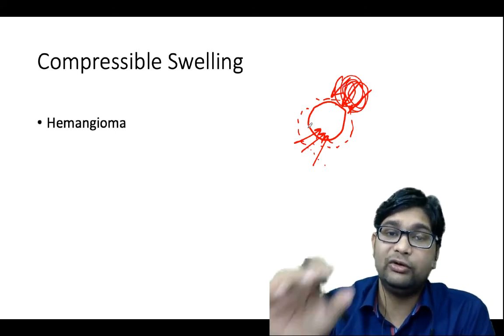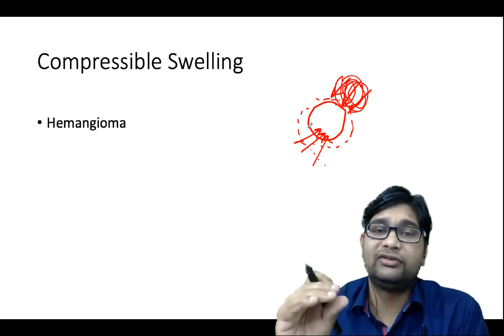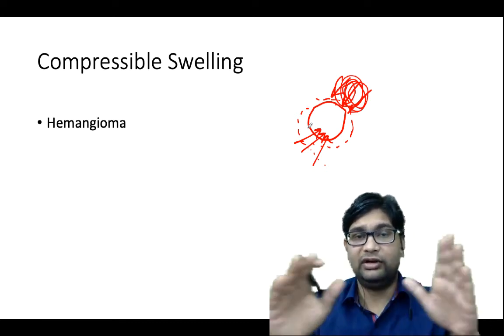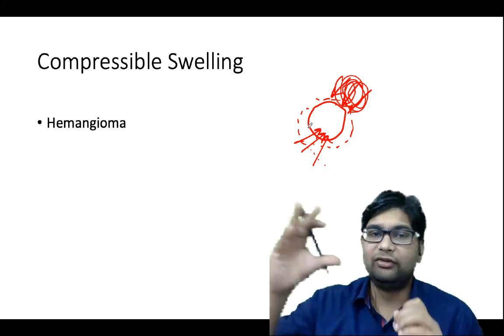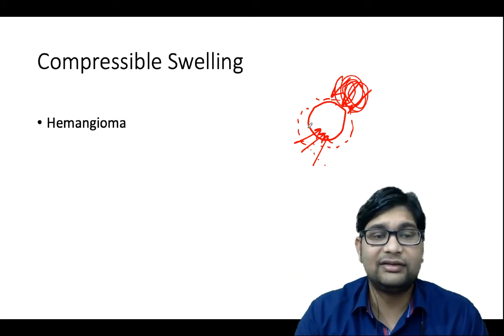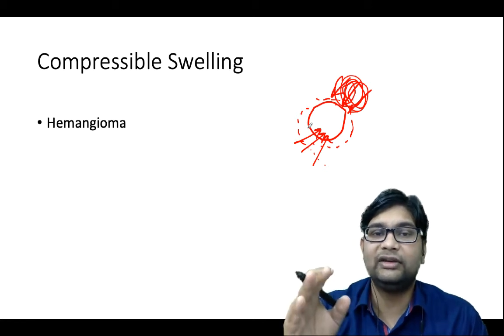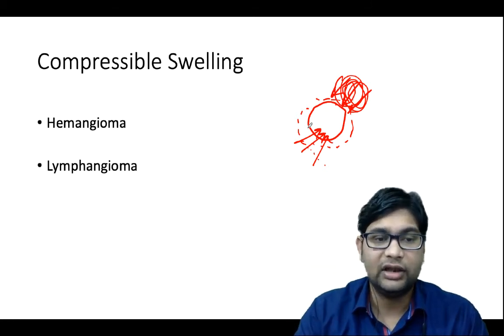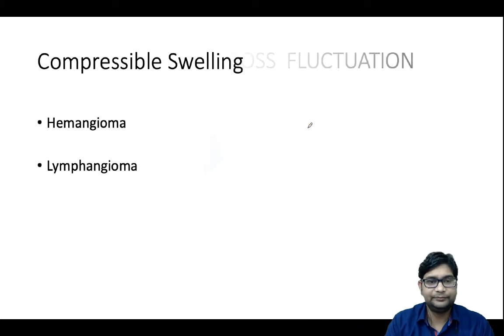Example, hemangioma. If you press it, there will be a reduction in the size of the swelling due to dissipation of the fluid content. Once you remove the deforming force, it will again regain its size. So this is a compressible swelling. Compressible swellings are different from reducible swellings, and it is seen in hemangioma.